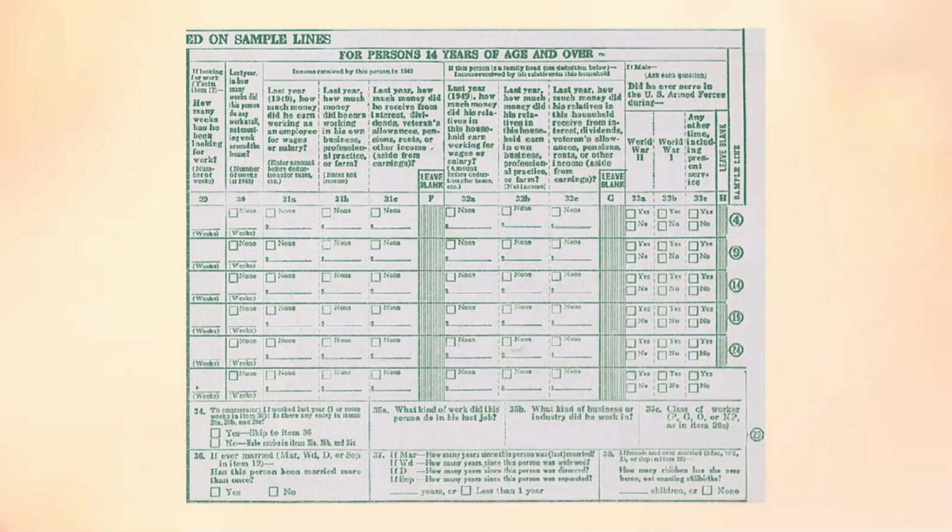And it's very, very detailed, going into how much money did he earn working as an employee for wages or salary? How much money did he earn working in his own business, professional practice, or farm? How much money did he receive from interest, dividends, veterans' allowances, pensions, rents, or other income aside from earnings?